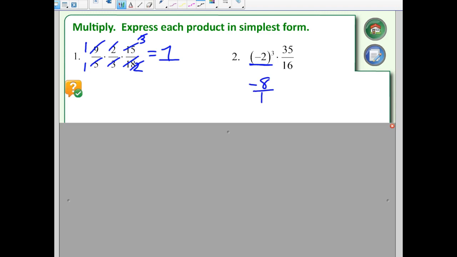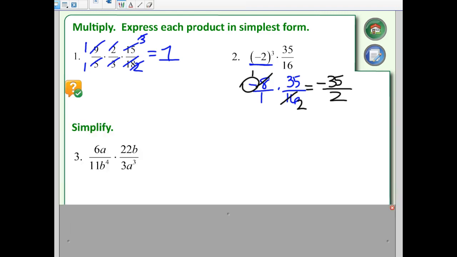I'm going to go ahead and put it over 1, and now I'm going to multiply that by 35 over 16. Now, we could multiply the numerators and multiply the denominators, or we can cross cancel. 8 goes into 8 one time. 8 goes into 16 twice. Don't forget that negative sign out there. My answer is going to be negative 35 over 2. And again, Mrs. Burton wants improper fractions.